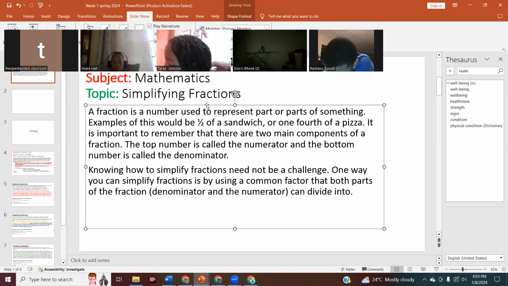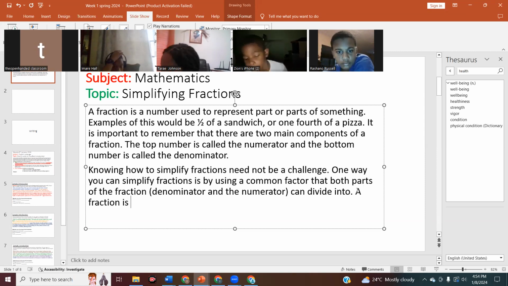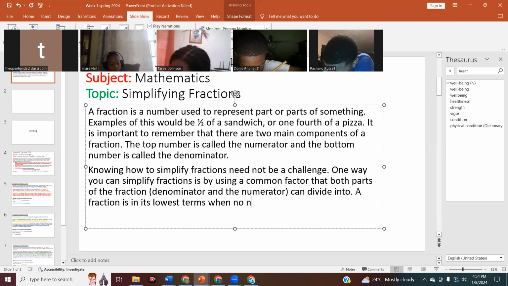Now we know that a fraction is in simplest form when there's no number that can go into it besides 1. So then maybe you should write this down. Write this last piece down. A fraction is in its lowest terms when no whole number can go into it.